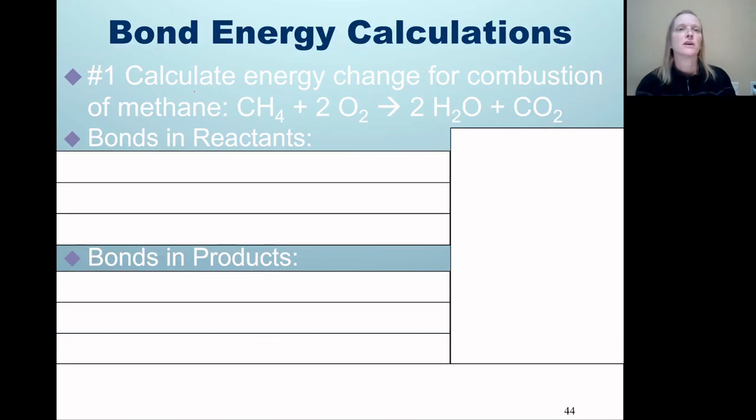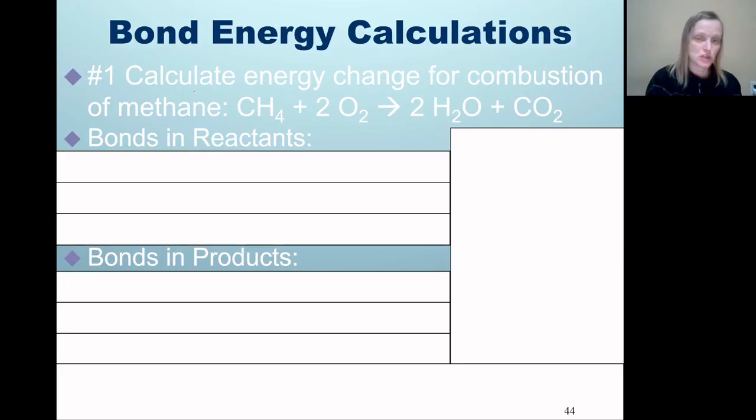So let's look at what one of these calculation problems looks like. Calculate the energy change for combustion of methane. Here's a balanced chemical equation for the combustion of methane, which is CH4. It reacts with oxygen to form water and carbon dioxide.